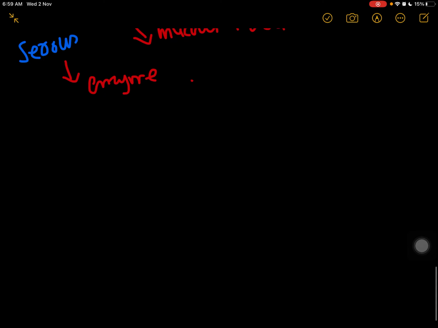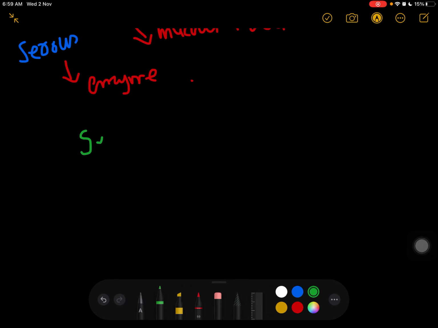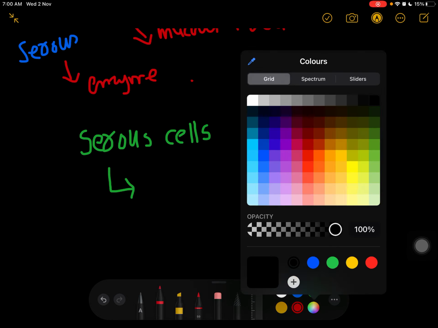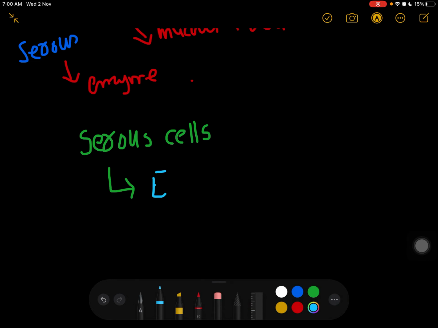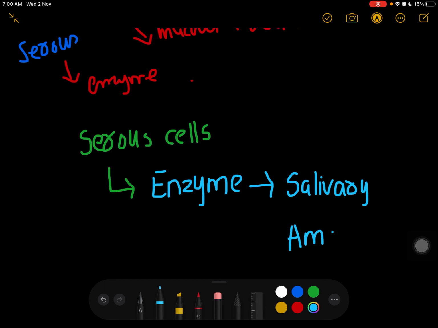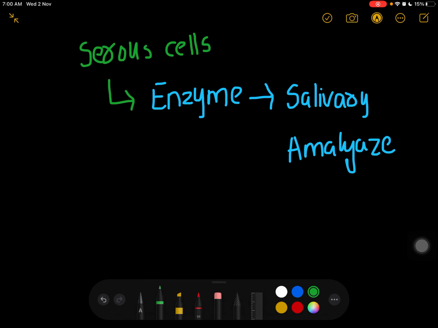So basically it contains serous cells, which produce an enzyme. The name of that enzyme is known as salivary amylase. Now, what is the work of amylase? Let us understand this first.